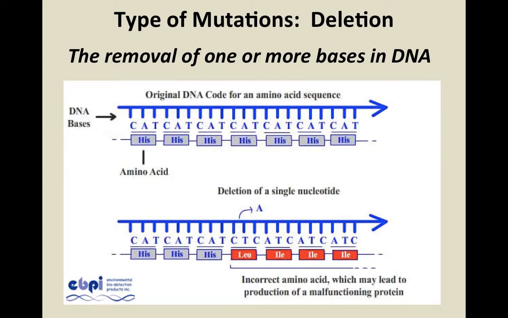Everything that I'm going to give you guys is just going to be one single base. I'm not going to remove anything more than that. So a deletion is the removal of one or more bases in DNA. What I did here is you can see that I got rid of the A. So instead of it being CAT, it shifted over to CTC and everything else shifts over. So again, I got all wrong amino acids after that. So deletion is another type of frame shift.